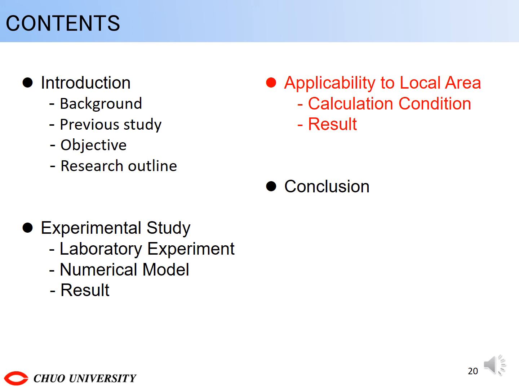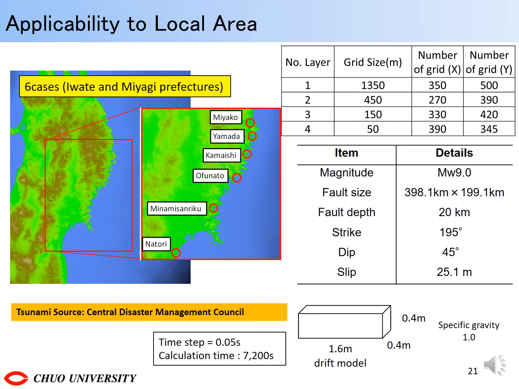Next is about applicability to local areas. We applied this to the local calculation. This calculation targeted 5 locations in Iwate and Miyagi Prefecture: Miyako, Yamada, Kamaishi, Minami Sanriku, and Natori. The calculation areas are shown in the table. The time step is 0.05 seconds, and the calculation time is 7,200 seconds. The drifting object imitated a human being with a length of 1.6 meters, a width of 0.4 meters, a height of 0.4 meters, and a specific gravity of 1.